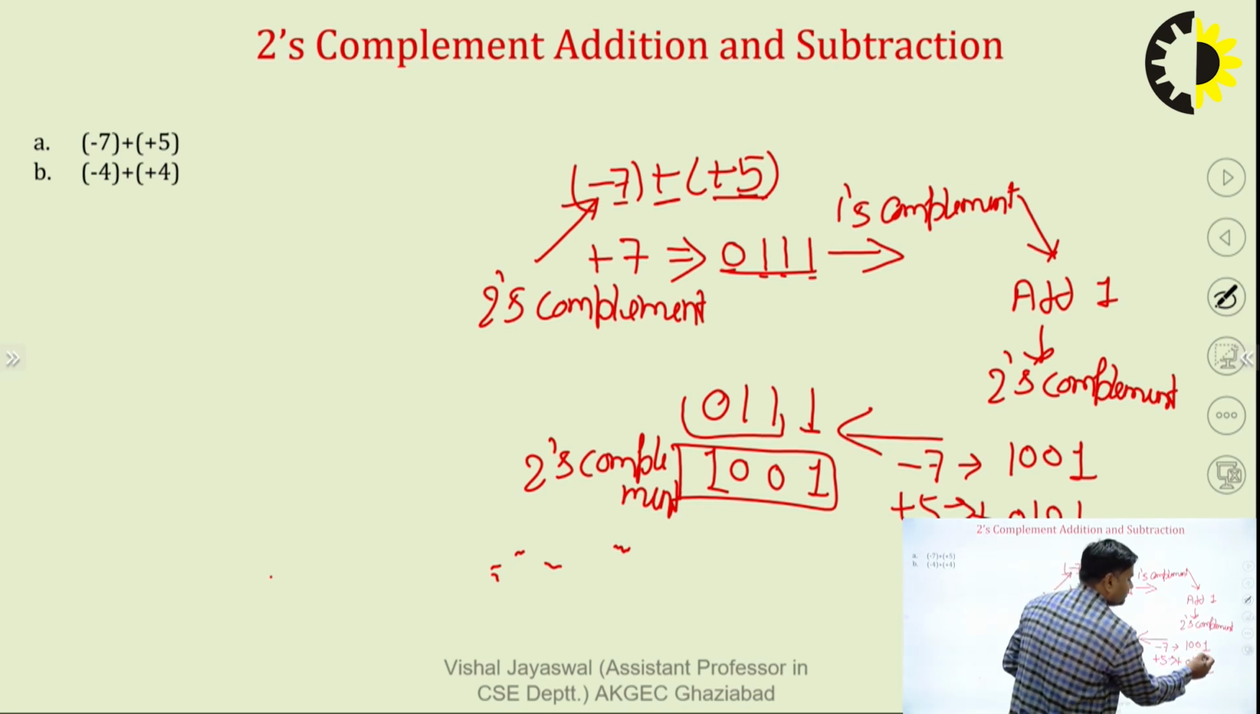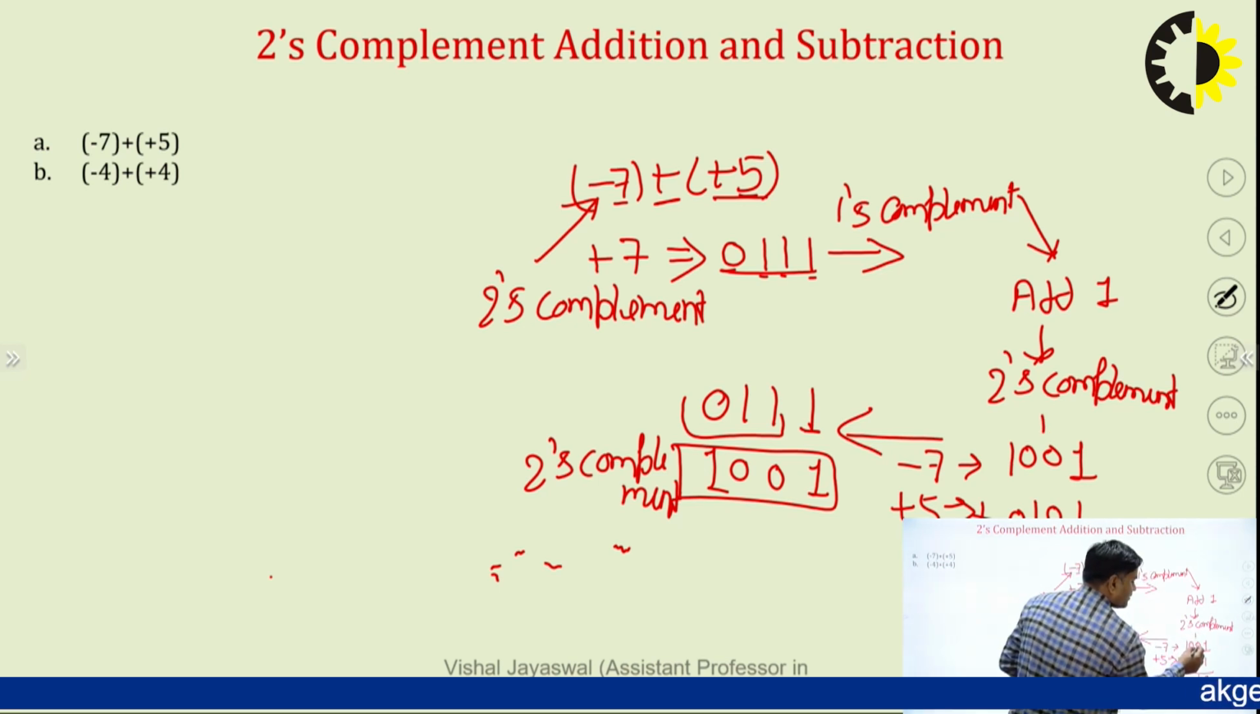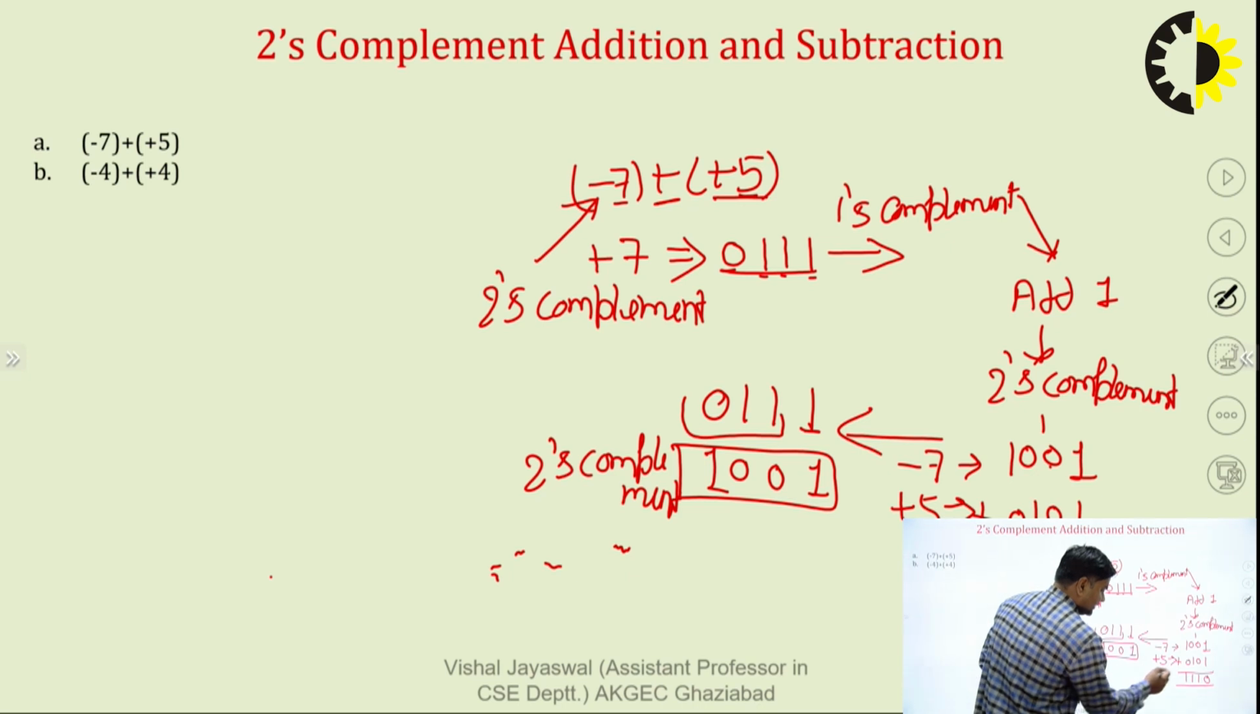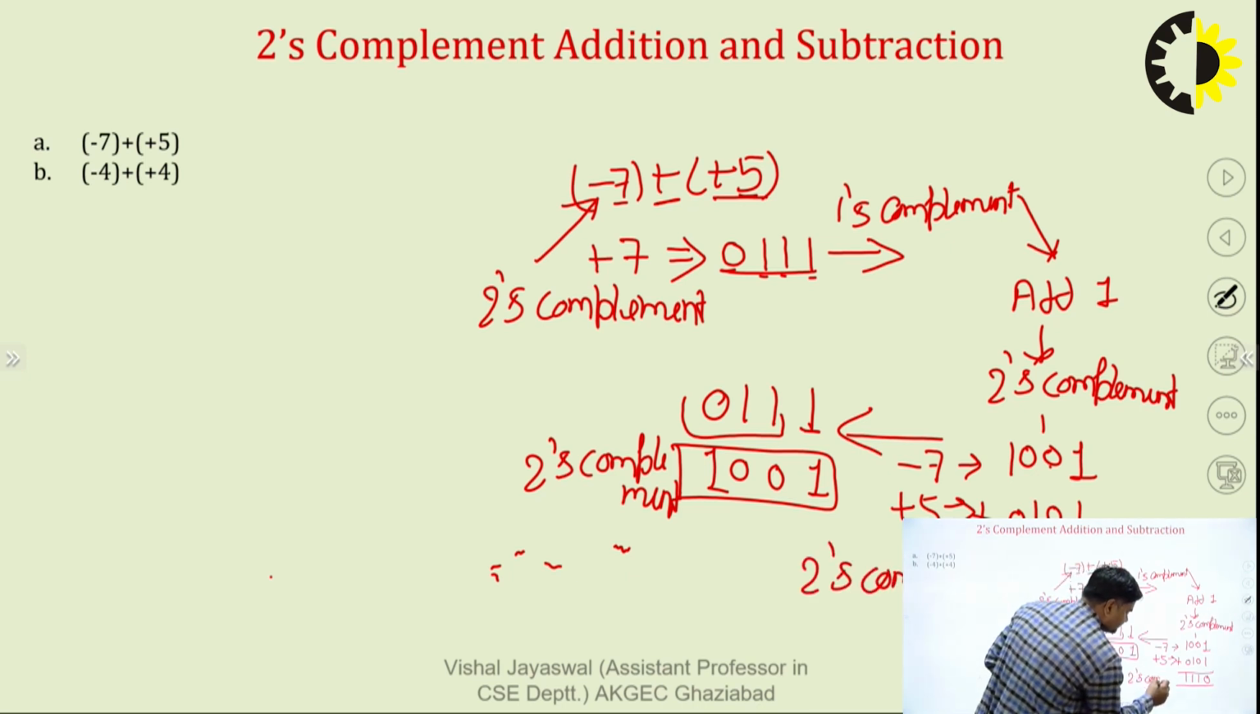We have to add this number: 1 plus 1, 0, 1 carry, 1 plus 0, 1, 1 plus 0, 1, and 0 plus 1, 1, 1 plus 1, 0. This is the result of minus 7 plus 5. And this result is in 2's complement form.